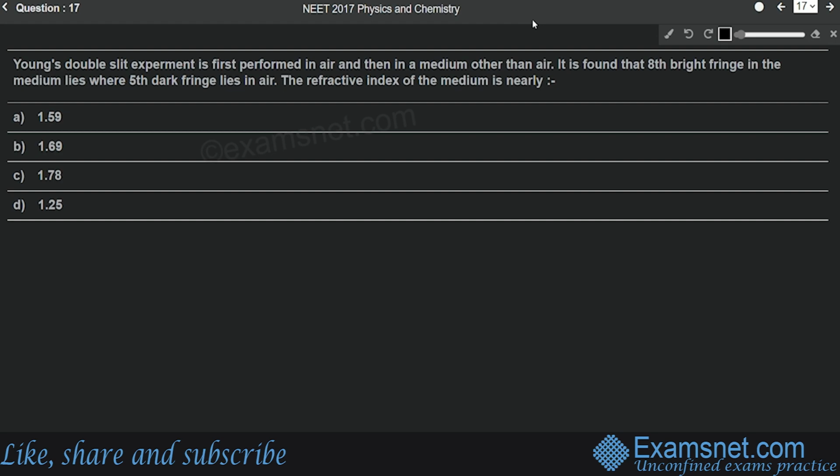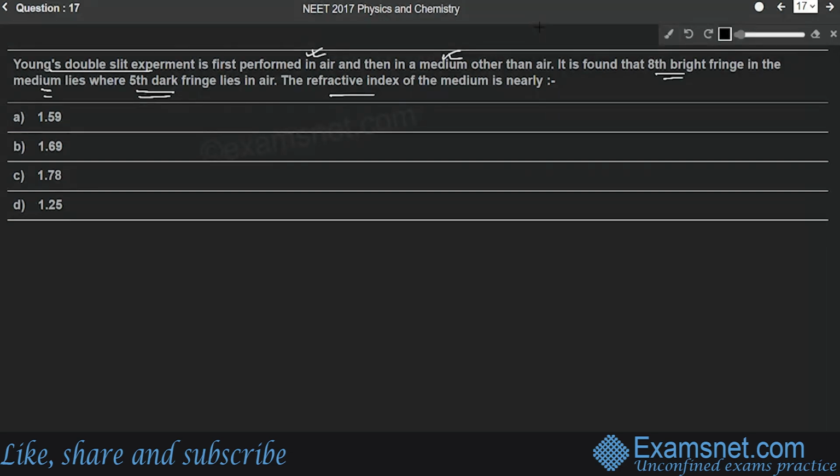Question number 17 is from the chapter Wave Optics, and the question is, Young's double slit experiment is first performed in air and then in a medium other than air. It is found that eighth bright fringe of the medium lies where fifth dark fringe lies in air. The refractive index of the medium is nearly.